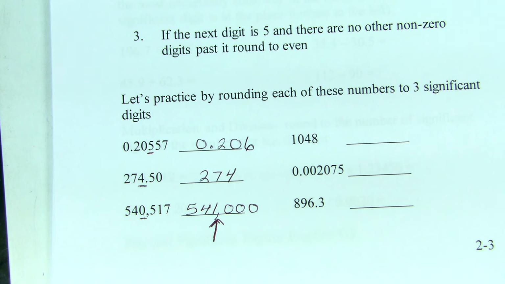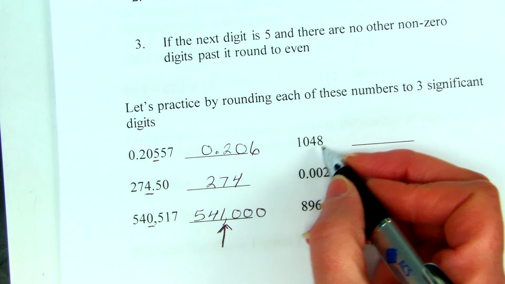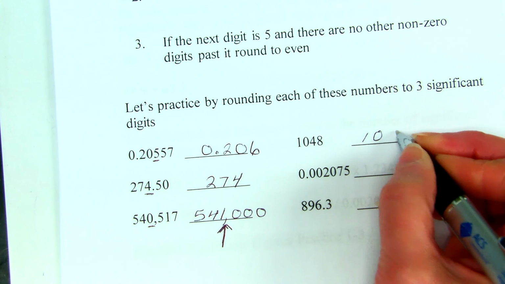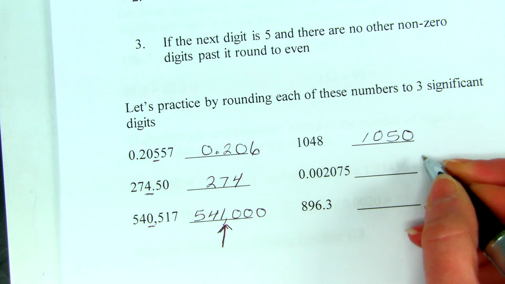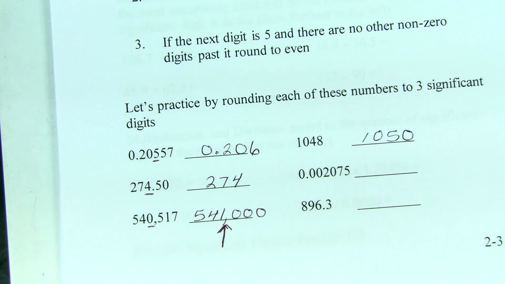So I can't tell if it's 540,517 or 540,600. I can only measure to the closest 1,000, and it's more than half of that 1,000. Okay, 1,048. Well, I have a 4 here. 8 is greater than 5, so I round up. 1,050. And again, when I round this 4 up to 5, I don't stop there. I don't truncate. I have to put that trailing 0 in to hold place.